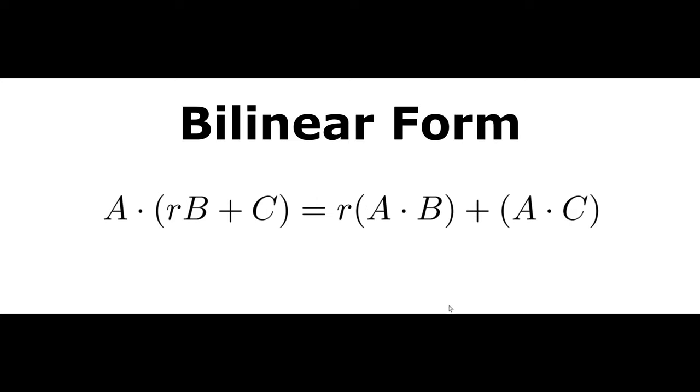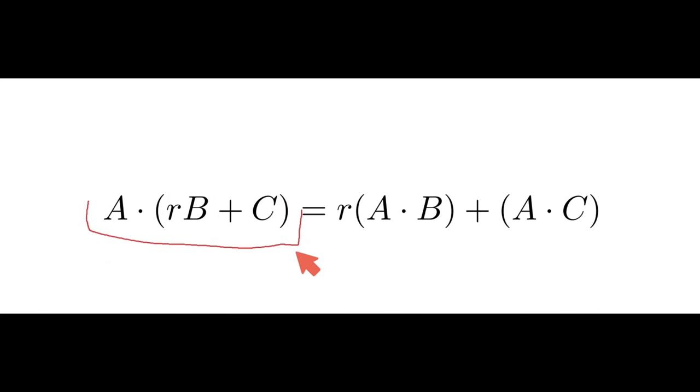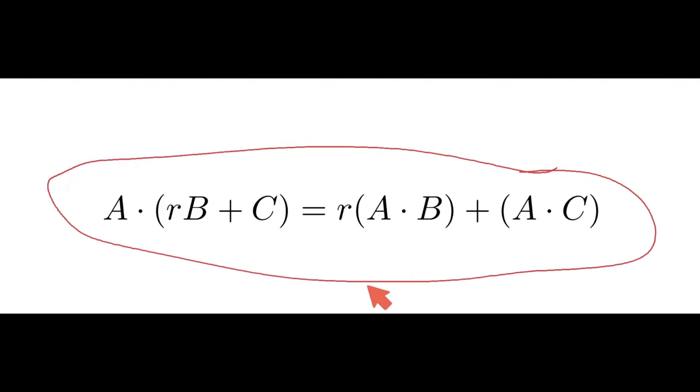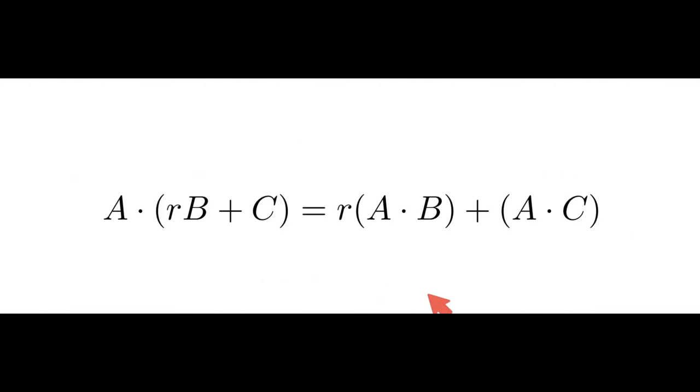The bilinear form is shown right here, where a, b, and c are all vectors, and r is a scalar. And so what you can see is, if you have this setup on the left, that is equivalent to this setup on the right, with the r pulled out of those parentheses. And so we're going to need to apply this property 3 times in order to extract out that t variable.